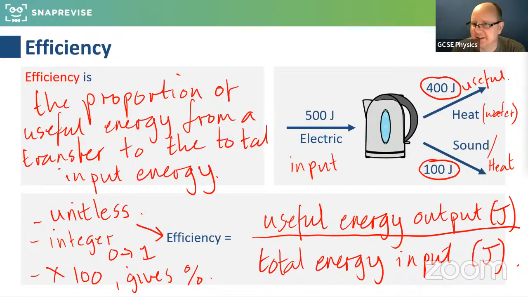So efficiency is useful out over total in, and you're always going to expect a number between 0 and 1. If you get a number bigger than 1, you've probably done the calculation upside down, almost certainly. So you can do a little logical check on your answer.